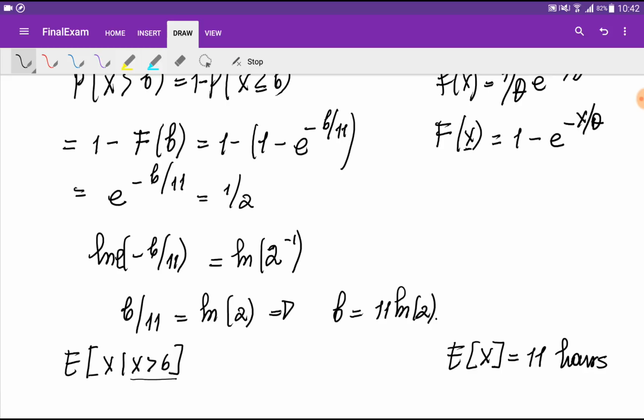So we are going to use the memoryless property. This is simply equal to 6 plus the expected value of x, right? So when it has worked 6 hours, everything starts from the beginning. It just forgets everything that happened before. So this is going to be equal to 6 plus 11, or simply 17.